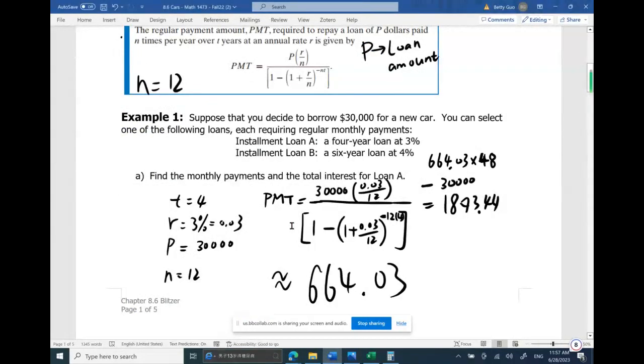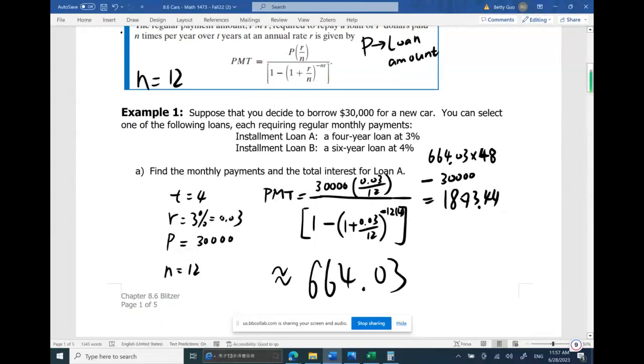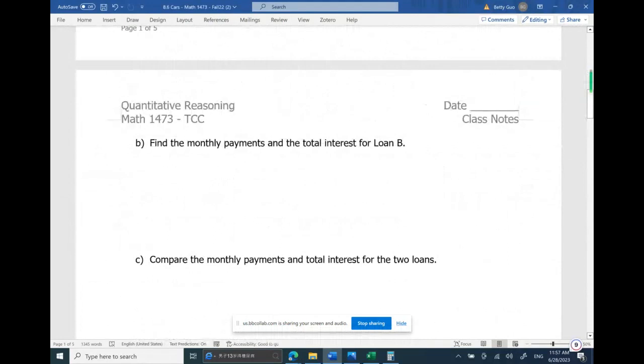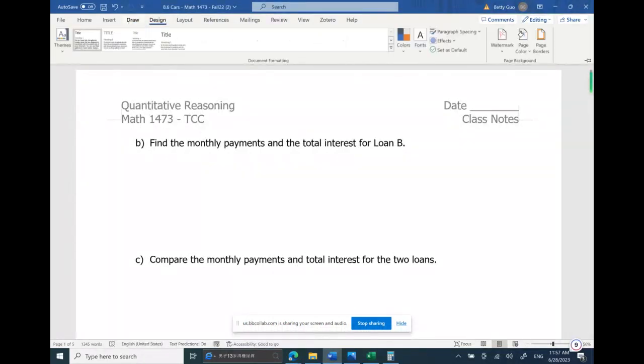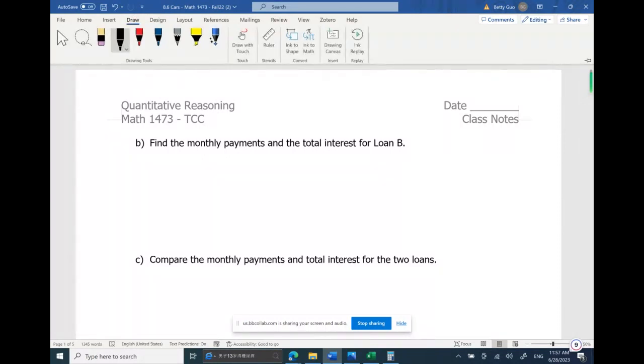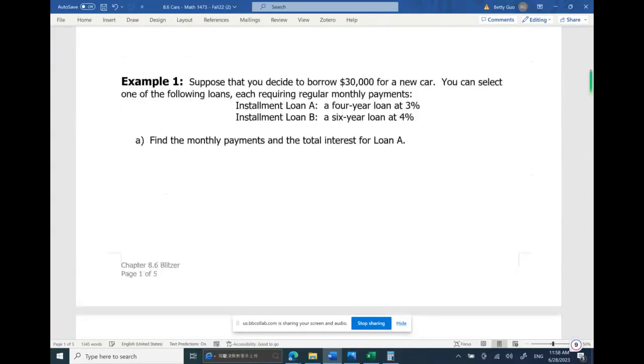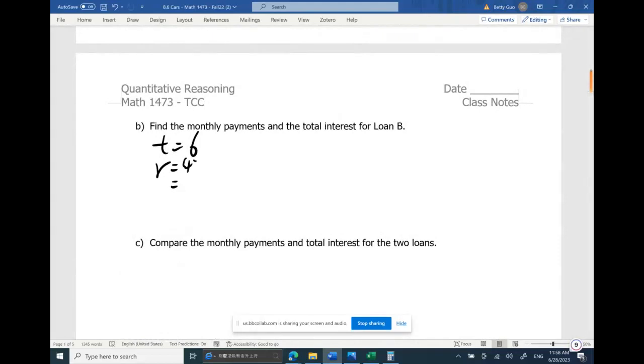And that's part A for loan option A. Let's look at plan B. The 6-year loan is 4%. Let's organize the information. So 6 years, T equals 6. R equals 4%, which is 0.04. And A equals 12. P, the loan amount, is 30 grand as well.